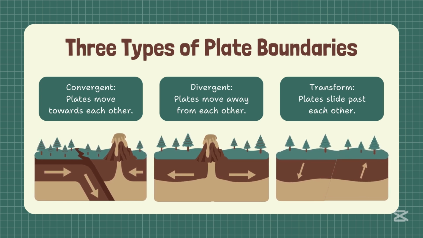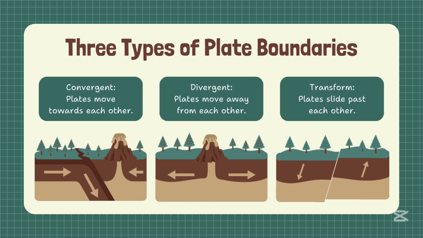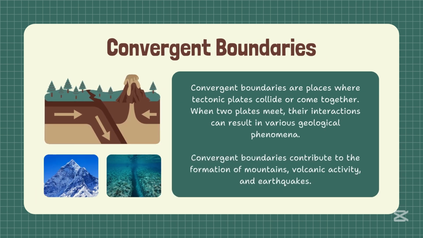First, convergent boundaries. Plates here move towards each other. This can cause mountains to rise or volcanoes to form if one plate goes underneath the other. We call this process subduction.